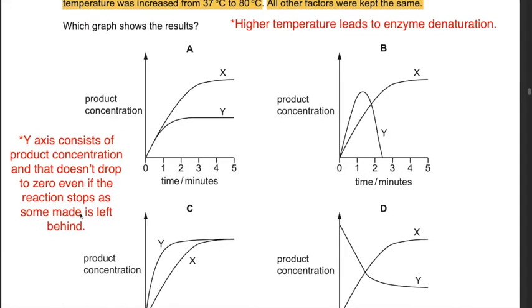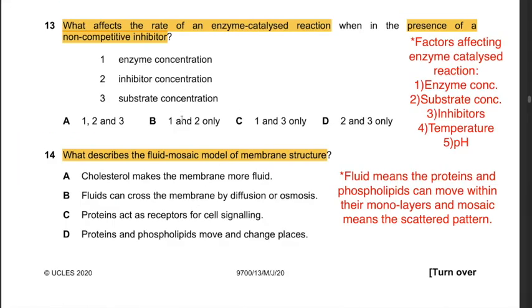Hence, the best suitable answer is option A. Question 13. What affects the rate of an enzyme catalyzed reaction when in the presence of a non-competitive inhibitor? They are asking what affects the rate of an enzyme catalyzed reaction, and they have mentioned non-competitive inhibitor.